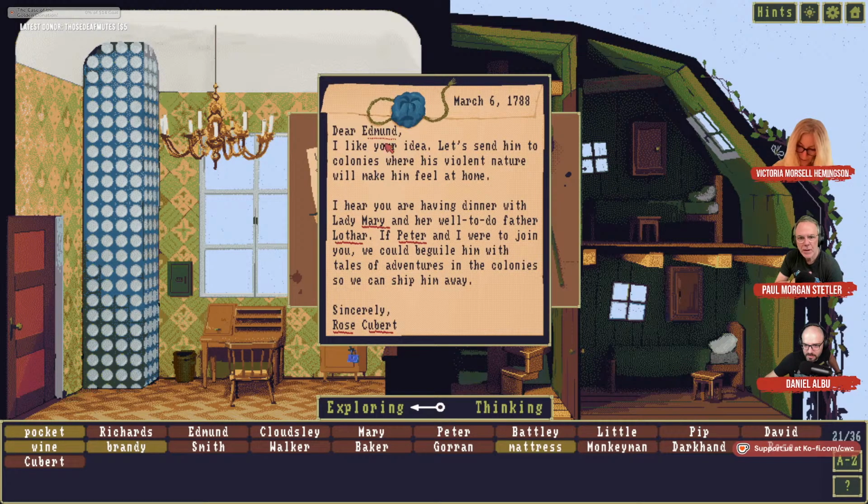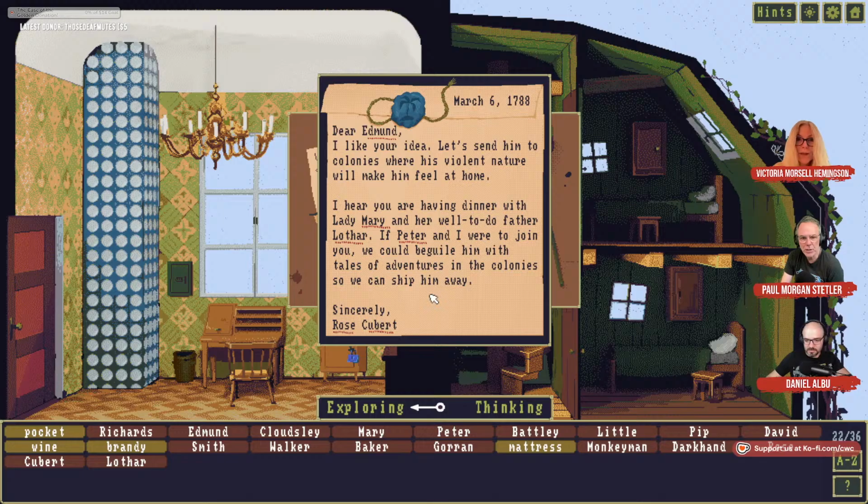Dear Edmund, I like your idea. Let's send him to the colonies where his violent nature will make him feel at home. I hear you are having dinner with Lady Mary and her well-to-do father Lothar. If Peter and I were to join you, we could beguile him with tales of adventure. March 6, 1788.